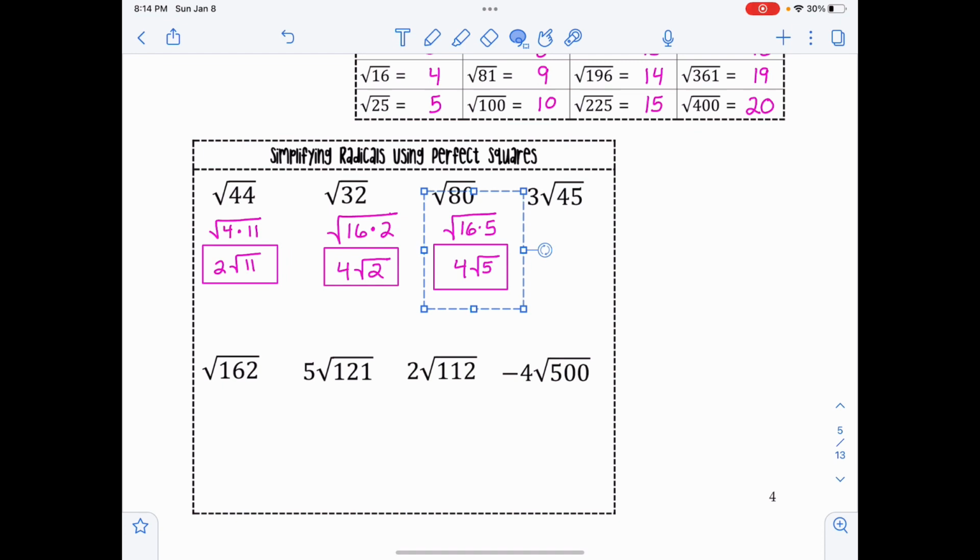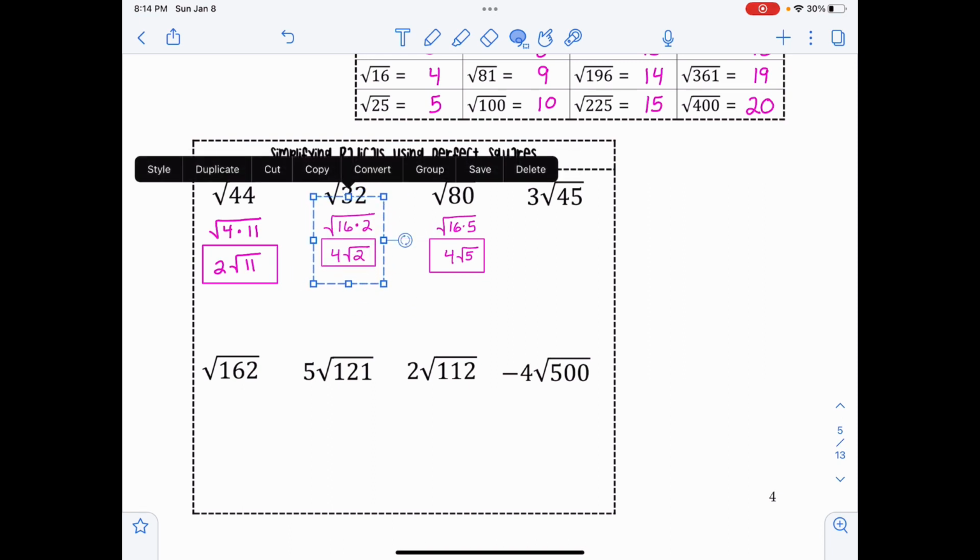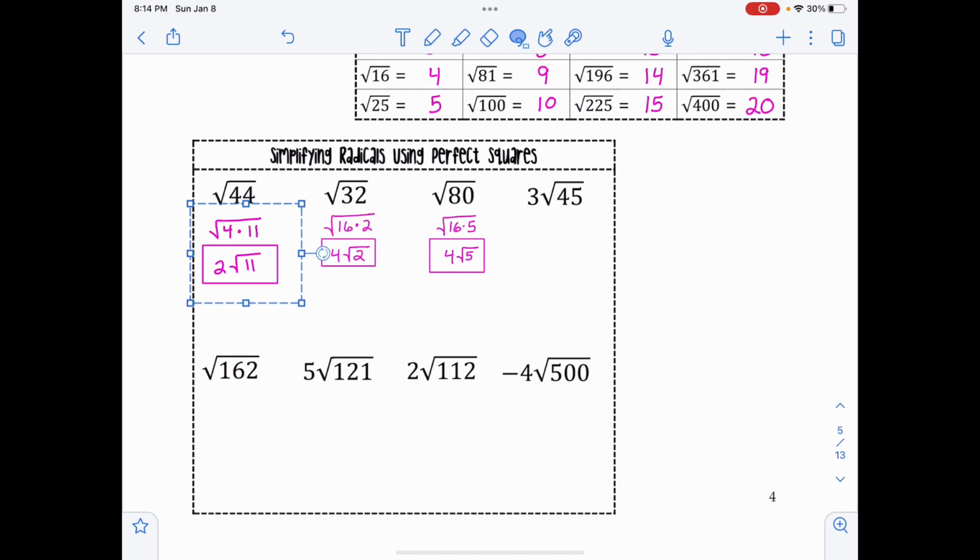And I'm going to minimize my work here because sometimes I write big. Okay. 3 times the square root of 45. So my 3 is on the outside of my radical. And that's okay.